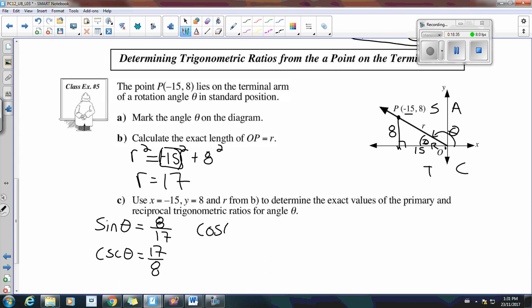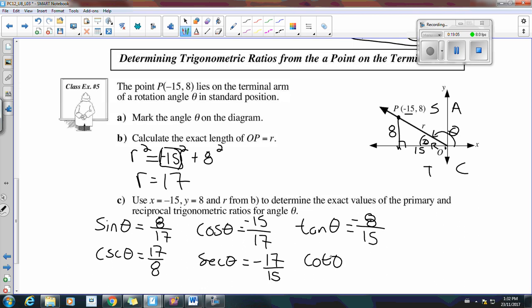Cos, well, we know cosine is adjacent over hypotenuse, so adjacent in this case is 15. Remember though, we're in quadrant 2, where cosine is negative, so we can write this as negative 15 over 17. Secant is then just the reciprocal of this. Tan is opposite over adjacent, so the opposite side here is 8. The adjacent side would be the 15. Tangent is negative in this quadrant, so we're going to put a negative sign there. Cotan is just the reciprocal.